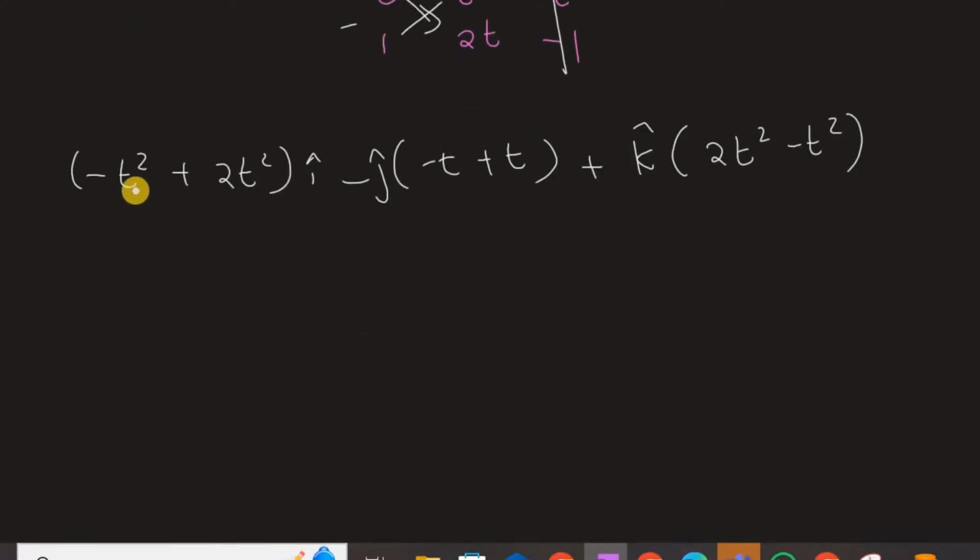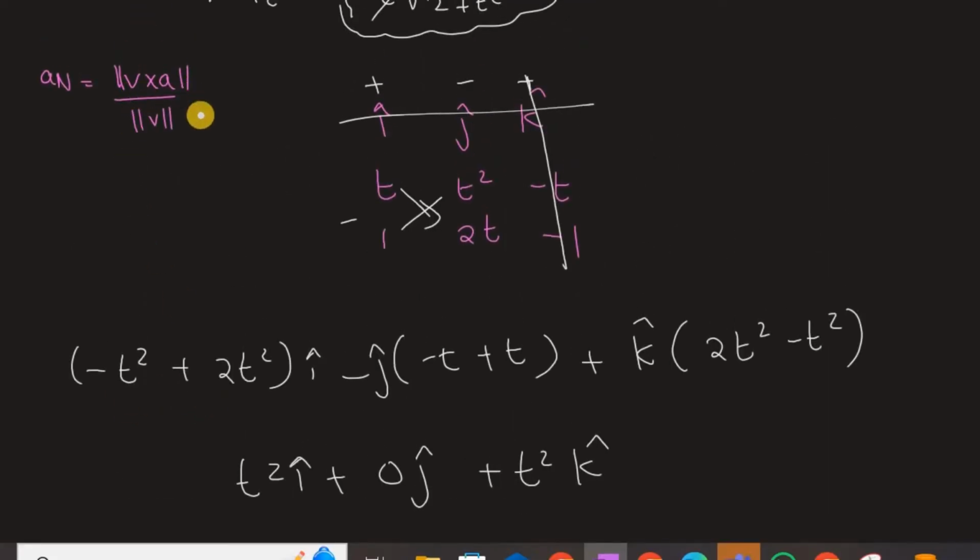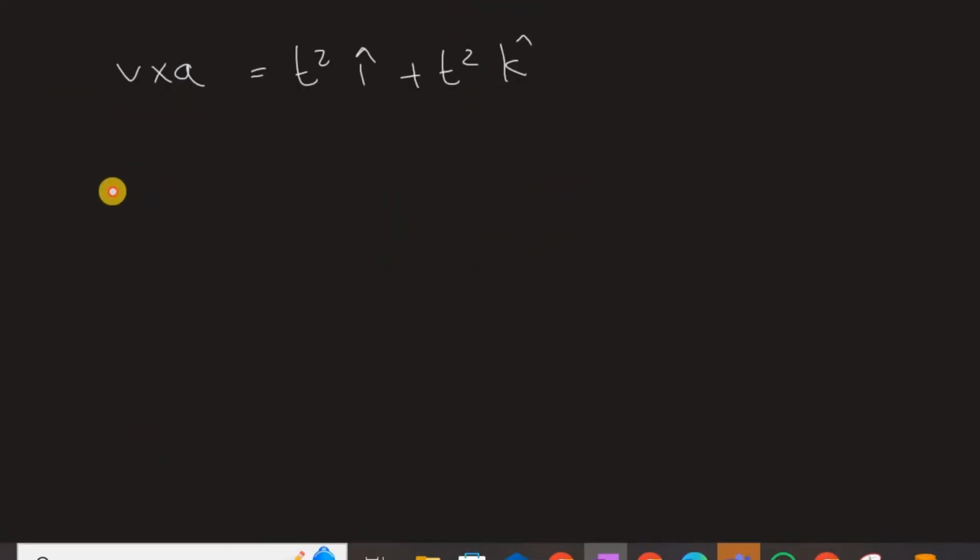Okay, so if you do the math, this gives you t squared, plus that's a 0 j hat, and this gives you t squared k hat. Since it's 0, you don't need to write it. Oops, I forgot the i hat. So that's t squared i hat plus t squared k hat for the v cross a. But the formula asks you to find the magnitude of v cross a. So let's go ahead and find the magnitude of v cross a.